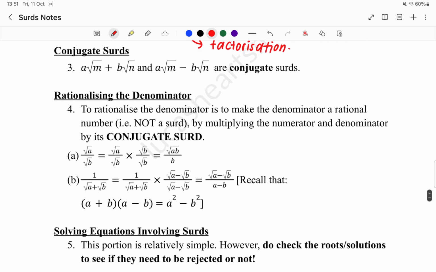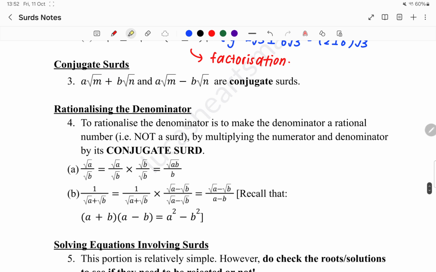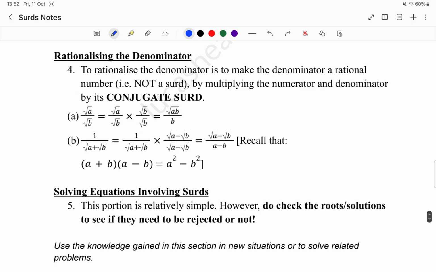What's important is the next two topics: conjugate surds and rationalizing the denominator. They go hand in hand. So what does conjugate mean? If I present you with a surd expression that has a plus, the conjugate will be minus. Vice versa, if I present you with a surd expression starting with minus, the conjugate will be plus. So it's just a different sign, plus and minus. This is important for rationalizing the denominator, so keep this in mind.